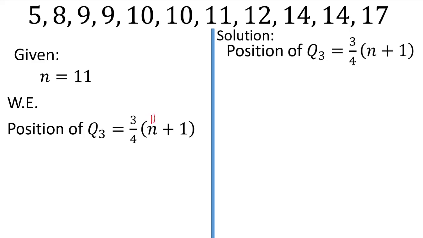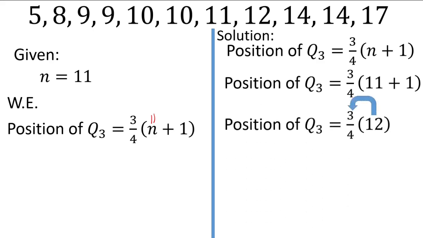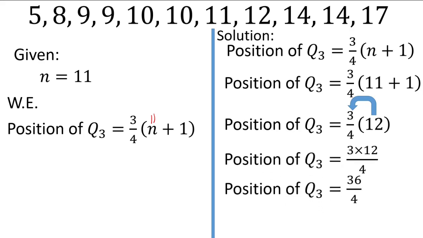So we have now 3/4 of the quantity of 11 plus 1. And 11 plus 1 is equal to 12. And then multiply 3 and 12, or you can also simplify 12 and 4 if you like. For the meantime, let's proceed with the operation. So 3 times 12 is equal to 36. And 36 divided by 4 is equal to 9. So therefore, the position of the third quartile is located at the 9th element of the whole distribution.